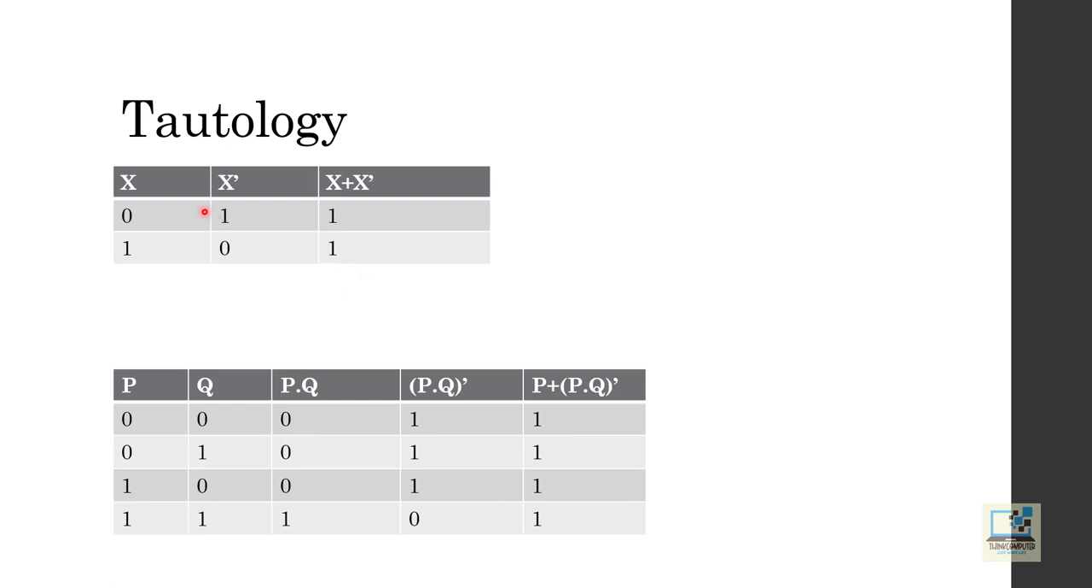In the first example, x + x' will give you tautology, means always true as the result. And (p + p.q)' is also giving me true, means 1.